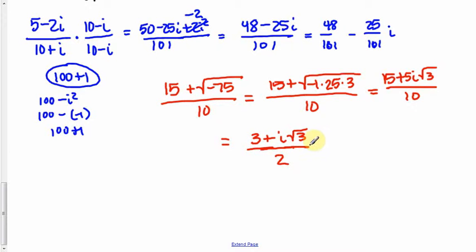I was getting distracted by the fact that they leave their answer like that in this book. But I don't think that it's proper to leave your answer that way. Consistently, they expect you to write your answer like this. So just be aware that you may have to write your answer like this. 3 over 2 plus root 3 over 2 i. That's not how they left it in this workbook, so I don't know.